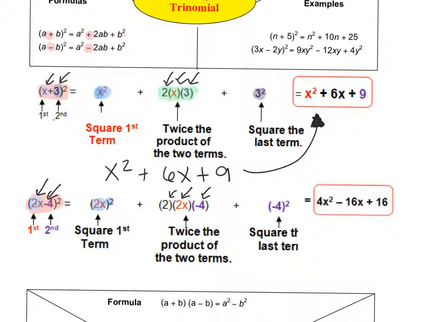So the 2x in parentheses squared means 2 squared x squared, which is really 4x squared, plus 2 times 2x times negative 4, that would be negative 16x. So I'm actually going to erase my plus sign. I should have known that because that's the formula: the first operation will be subtraction because we started with a subtraction sign. And then last would be plus 16. So this is the only thing different about having the subtraction sign in between.